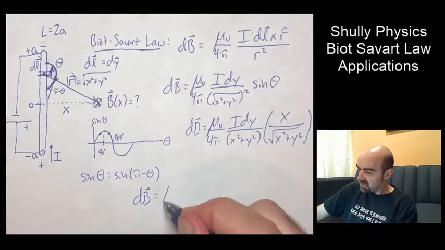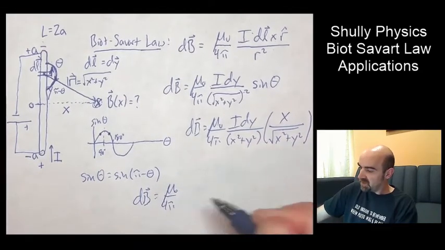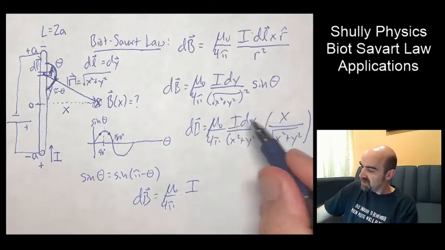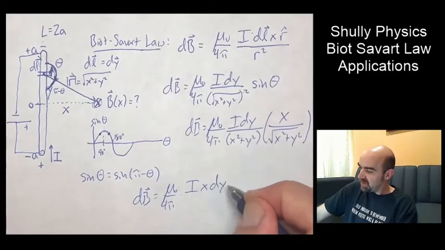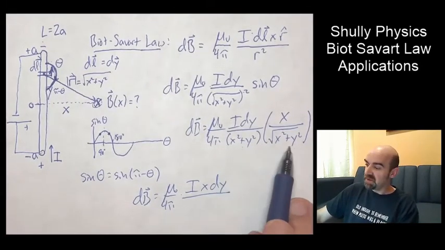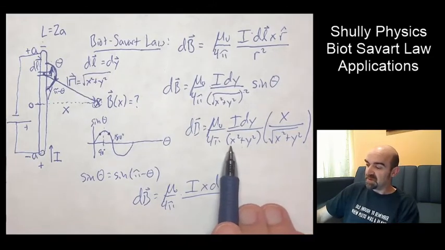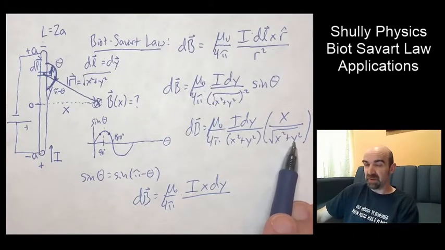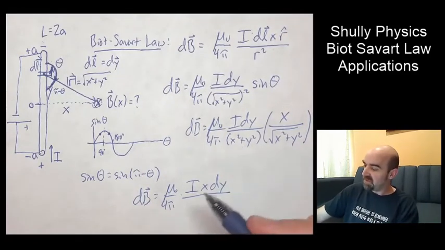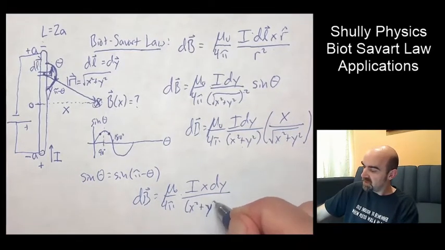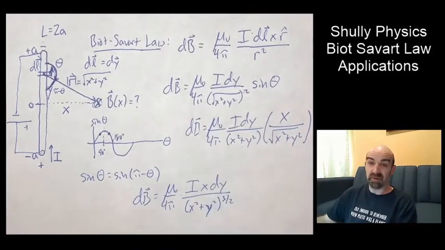dB equals mu naught over 4 pi. We'll have an I x, I'm going to bring that in there, dy, divided by x squared plus y squared times the square root of x squared plus y squared. So this is like x squared plus y squared to the 1 times x squared plus y squared to the 1/2. We're going to add those exponents. 1 and 1/2 is 3/2. So x squared plus y squared to the 3/2 power.